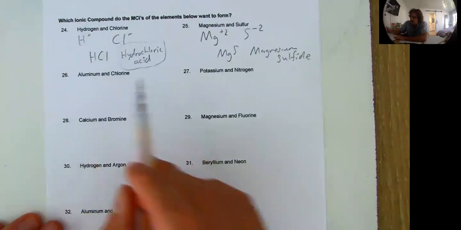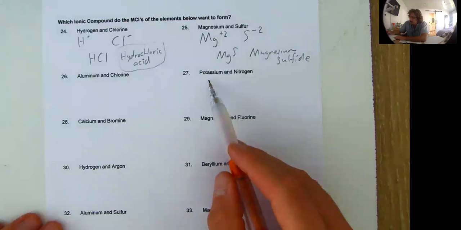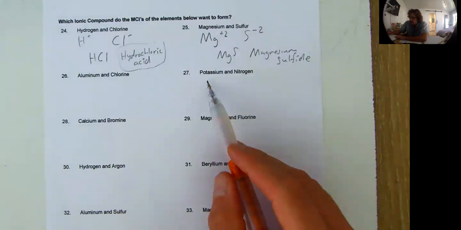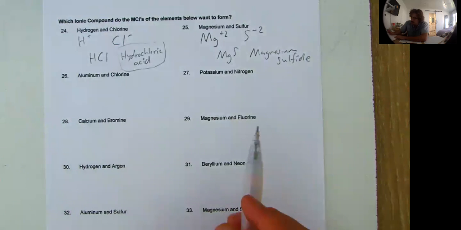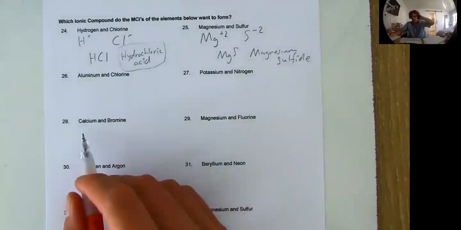Okay, number 26, aluminum chlorine. We already did that one. Let's do potassium and nitrogen. No, we're not going to do that one. Let's do calcium and bromide. No, we're not going to do that one. Oh, yeah, okay, we'll do calcium and bromide. We'll do number 28 for you.